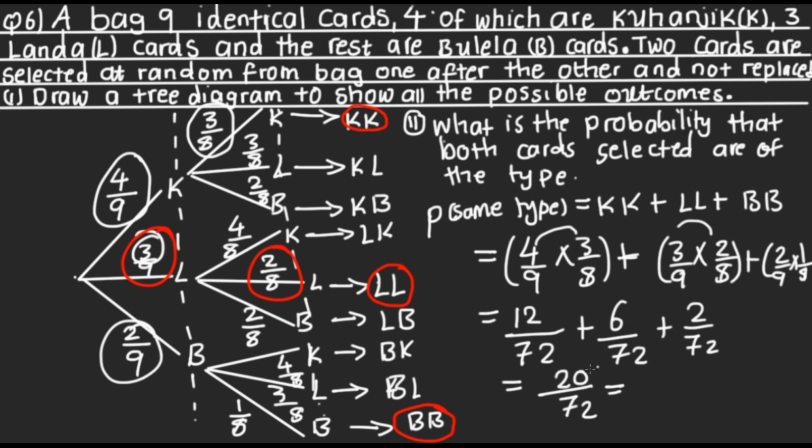We can reduce: 2 into 20 is 10, 2 into 72 will give us 36. 2 into 10 is 5, 2 into 36 will give us 18. So this is now our final answer.